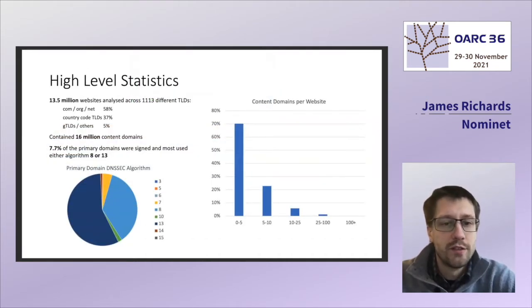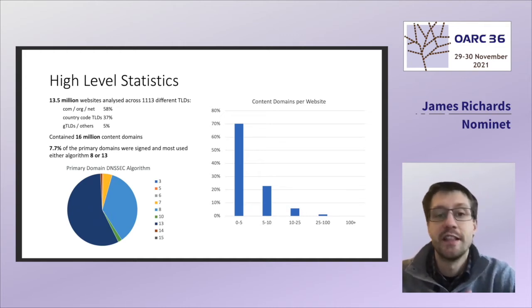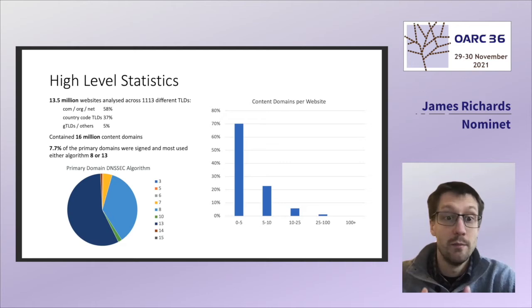So here are some high-level statistics. In total, I analyzed 13.5 million domains across over 1,000 TLDs. A majority of the data was in .com, .org, .net, and ccTLDs. There was a small amount in gTLDs. Within each of these websites, in total, I found 16 million content domains. So 16 million domains used to deliver images or scripts, similar things to that.